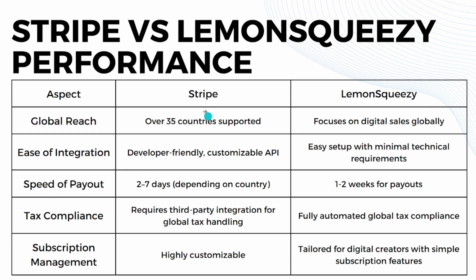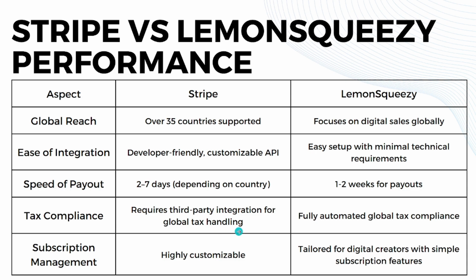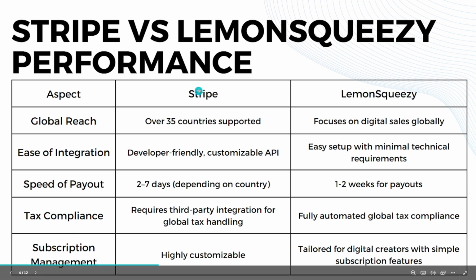For speed of payout, Stripe typically has payout intervals from 2 to 7 days, depending on the country, while Lemon Squeezy is commonly 1 to 2 weeks for payouts. For tax compliance, Stripe requires third-party integration for global tax handling, while Lemon Squeezy has fully automated global tax compliance. For subscription management, Stripe is highly customizable, while Lemon Squeezy is tailored only for digital creators with simple subscription features. So that's it for the performance comparison.